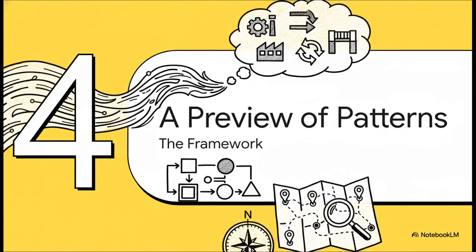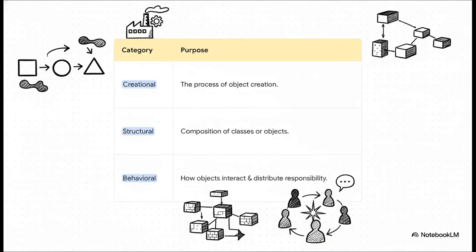Now, the Gang of Four didn't just throw a big list of patterns at us and say, good luck. They organized them into a really logical framework that kind of acts like a map. And understanding this map is the first step to really navigating this world. All the patterns are basically broken down into three main groups. First, you've got creational patterns. These are all about how to create objects in a way that's flexible and doesn't lock you in.